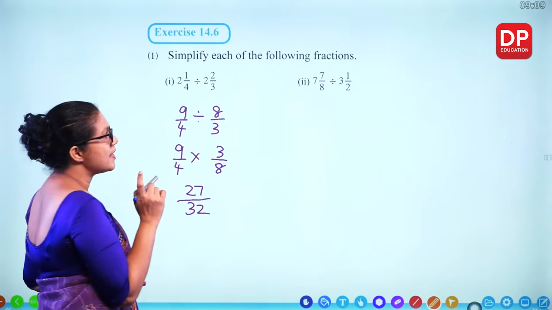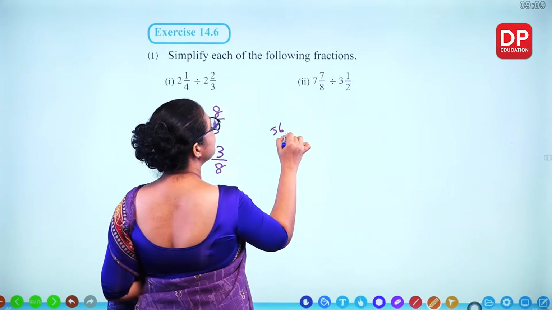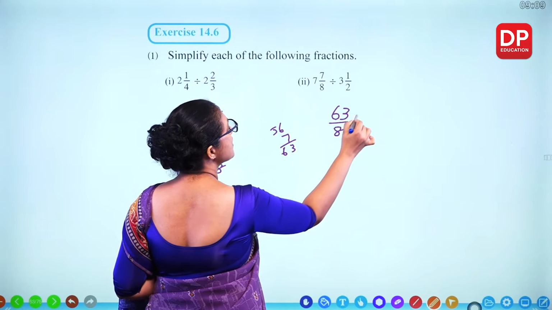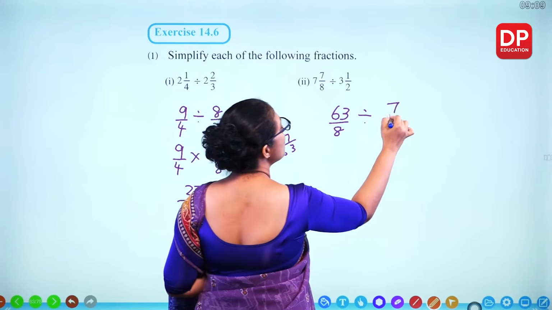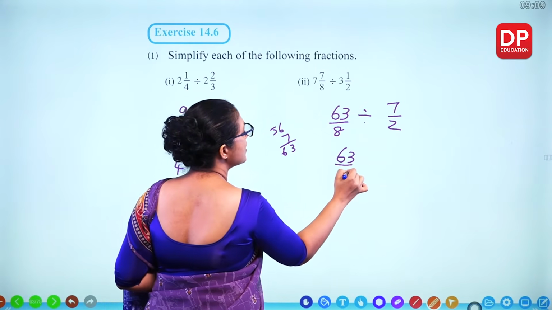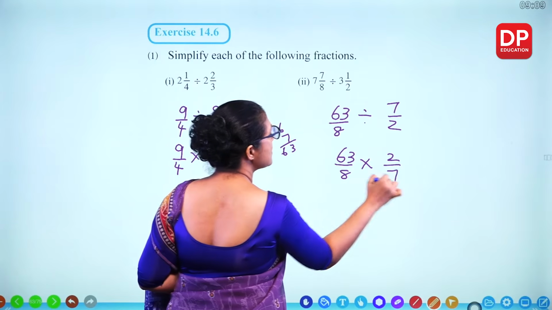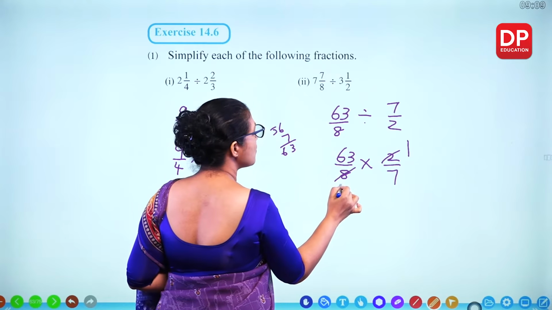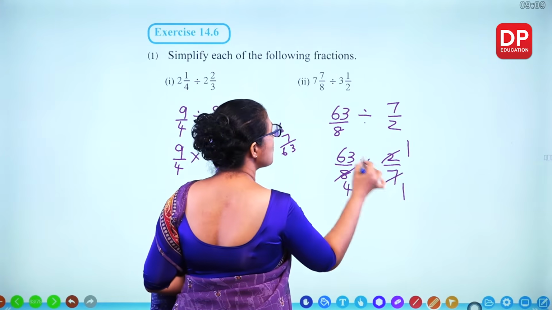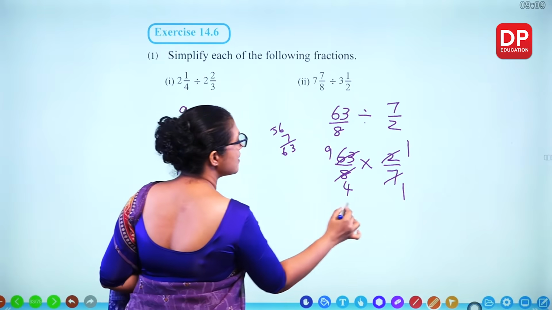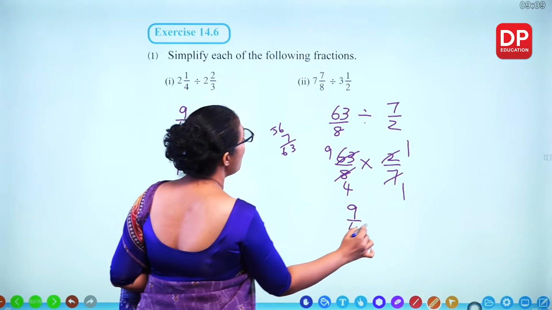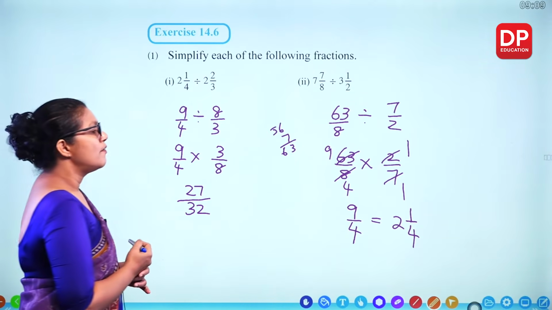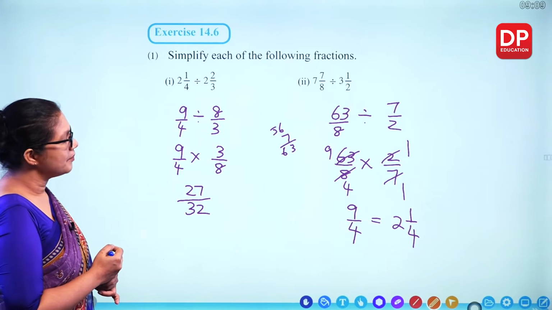This one, 7 times 8, 56 plus 7, 63. So 63/8. 3.5 means 7/2. So convert this to multiplication by taking its reciprocal. So what's the answer? 2 times 1, 2. This is 4. 7 times 1 and 7 times 9. So 9/4, or you can write 2 and a quarter when you want to write it as a mixed number.